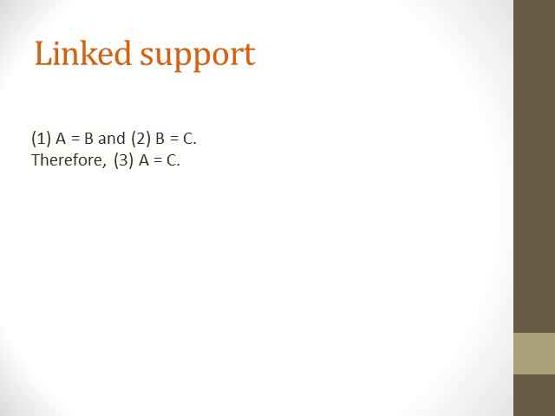Unlike with convergent support here, there's no way in which we could get to 3 simply by 1. A equals B, therefore A equals C is just a non sequitur; the 3 simply doesn't follow from 1. The same thing with 2, right? B equals C does not lead us to 3. It's only when we combine 1 and 2 together that we can infer 3. So 1 and 2 make up what's called a linked support for 3.